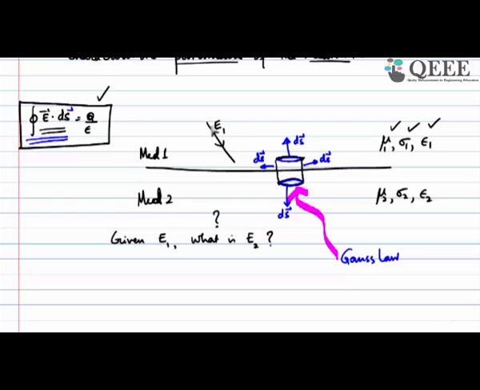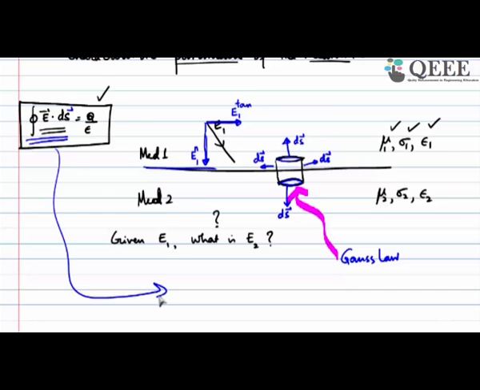So for convenience, I will resolve this E vector into something that is orthogonal to ds, orthogonal to the surface, orthogonal to the boundary. The component of this E1 vector which is parallel to the boundary is what I am calling the tangential component, and the component of this E1 vector perpendicular to the boundary is what I am calling E1 normal. I have just resolved my E1 vector into a tangential component and a normal component.